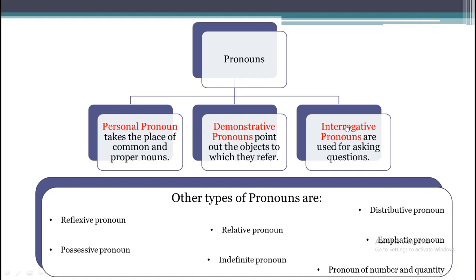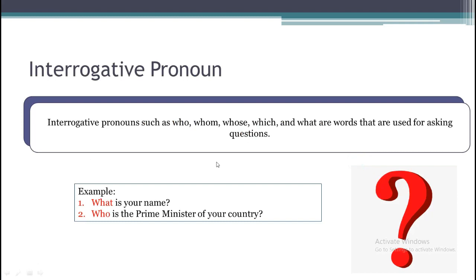The third type we have is the interrogative pronoun. These pronouns are used for asking questions. So let's see how they are used. Interrogative pronouns such as who, whom, whose, which and what. These are the words that are used for asking questions. Now how do we use them in the sentence?